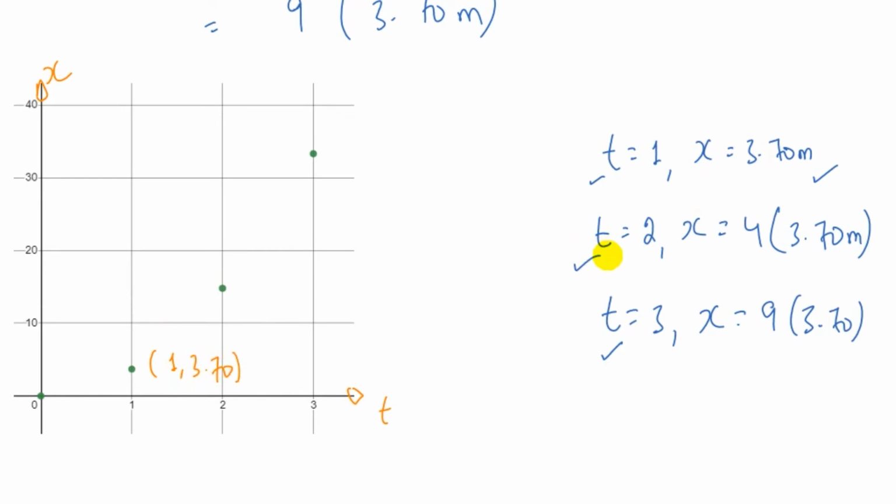Similarly at t equals 2 seconds, the position is 4 times 3.70, which is approximately 14.8. And here this is time 3 seconds, and the position is 9 times this number, which would be around 33.3. Now if we join these points with a smooth curve, it would look something like that.